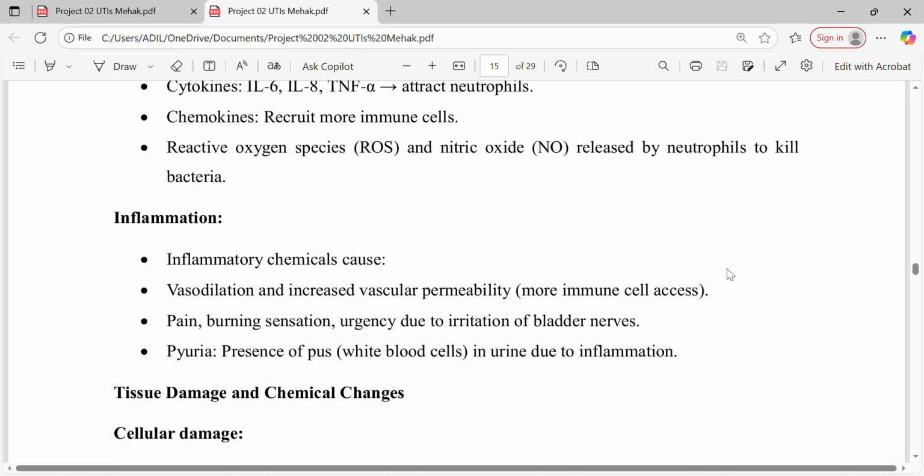Inflammation. Inflammatory chemicals cause vasodilation and increased vascular permeability, allowing more immune cells access. Pain, burning sensation, and urgency occur due to irritation of bladder nerves. Pyuria: presence of pus, white blood cells, in urine due to the inflammation.